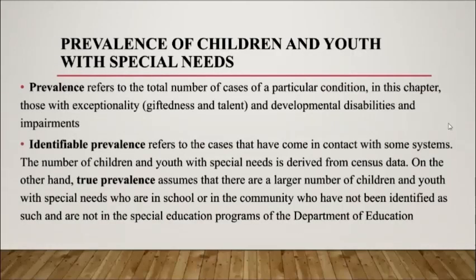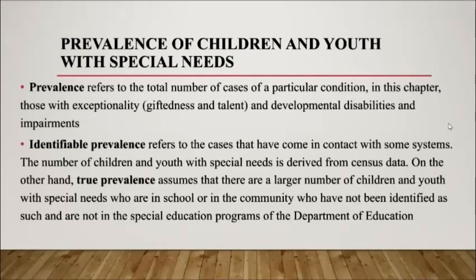Prevalence of children and youth with special needs. Prevalence refers to the total number of cases of a particular condition. In this chapter, those with exceptionality and developmental disabilities and impairments. Identifiable prevalence refers to the cases that have come in contact with some systems. The number of children and youth with special needs is derived from census data.